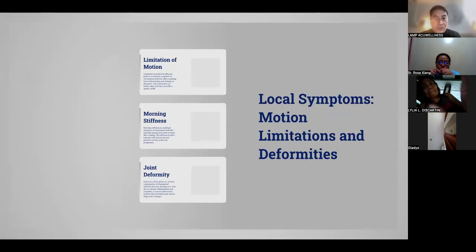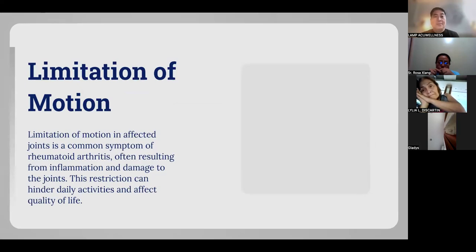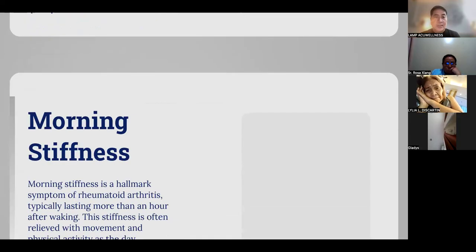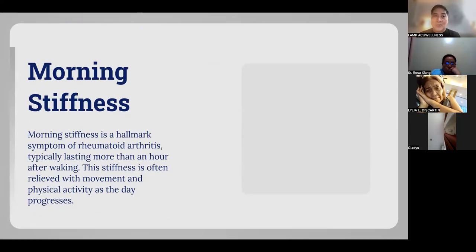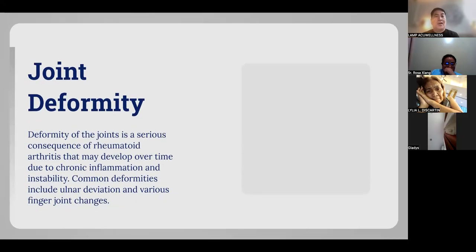Okay, let's talk about motion limitation and deformities. Limitation of motion is a common symptom of RA. So this results from inflammation and damage to the joints. Of course, this can hinder their daily activities. Oh, ito number one to, morning stiffness. This is a hallmark symptom of RA. So how long does it last? More than 1 hour after waking. This is relieved with movement and physical activity as the day progresses. So you start asking, does the patient feel better when he starts moving around upon waking up, no?